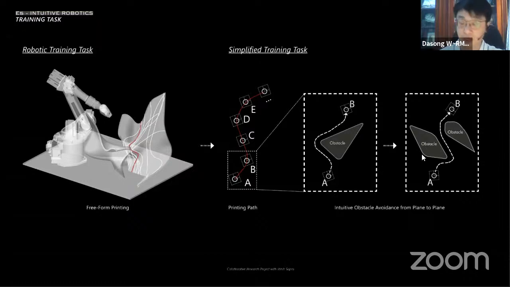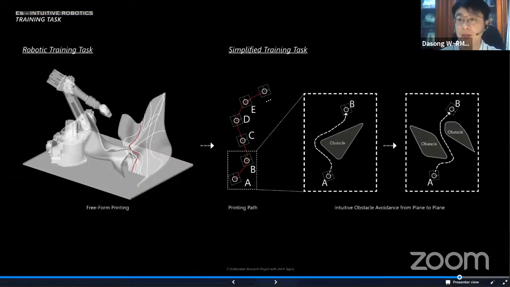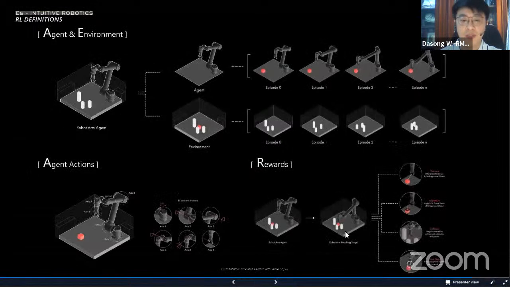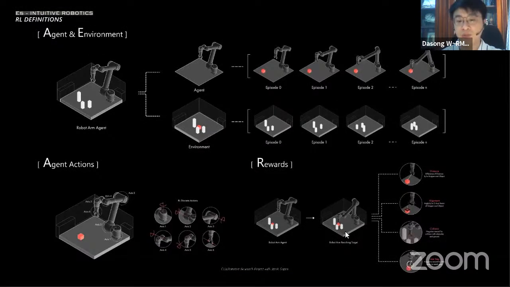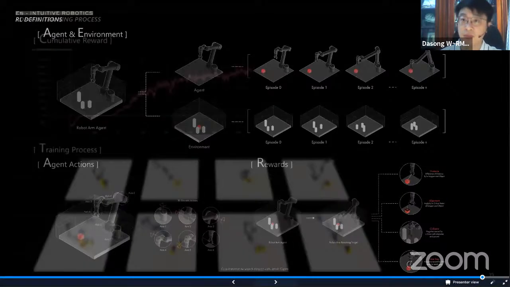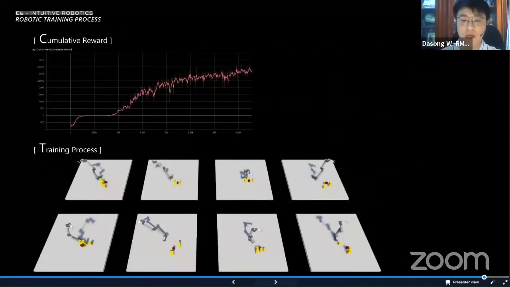So in the diagram, the research is work in progress in terms of tuning the definitions of actions and the rewards. And here are some early training tests where the robot has started to behave intuitively, avoiding collisions, but the performance is still underdeveloped for more practical applications.